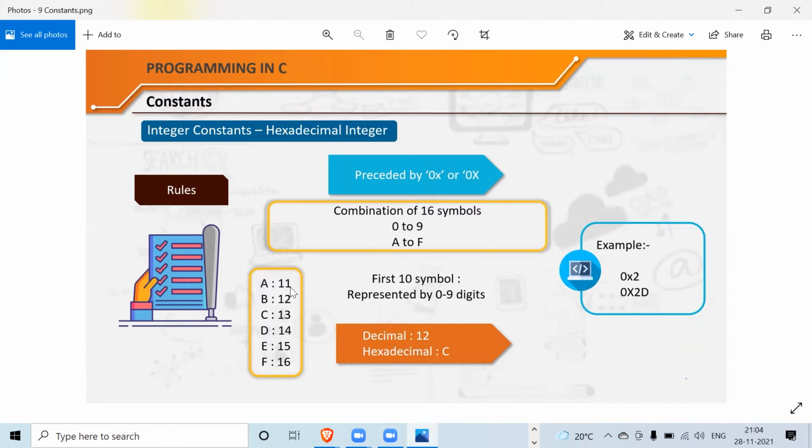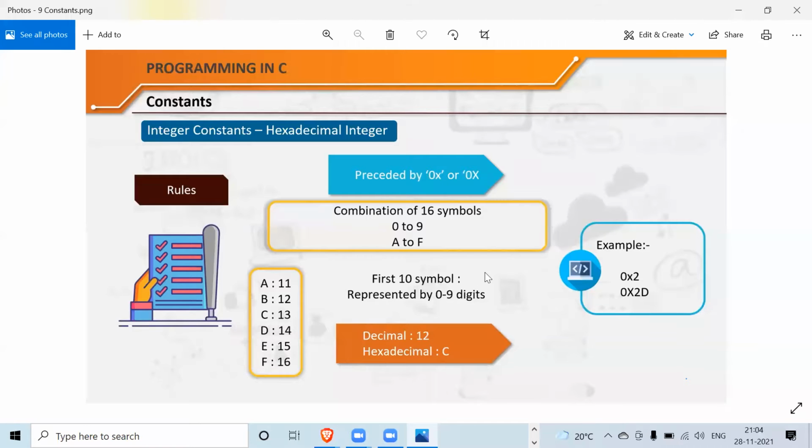A is equal to 10, because since we start the systems from 0, from 0 to 9 there are 10 numbers, and A is the 11th number. But the value of A is how much? It's 10. So when we want to write 12 in this system, that is C.